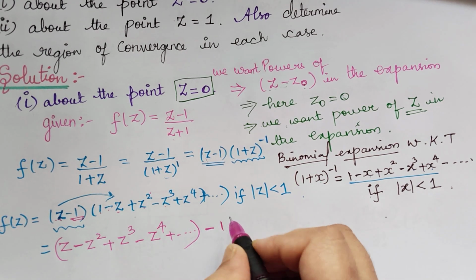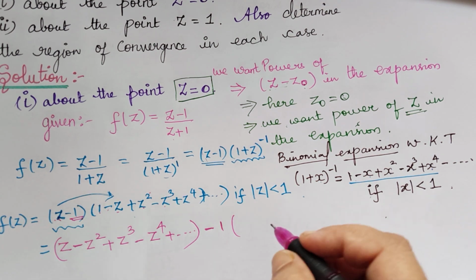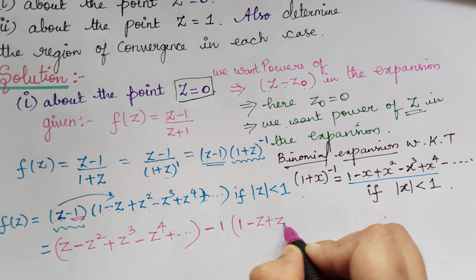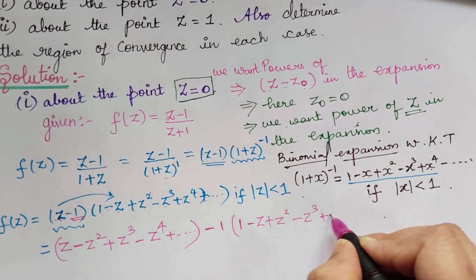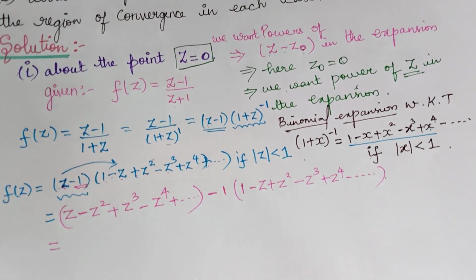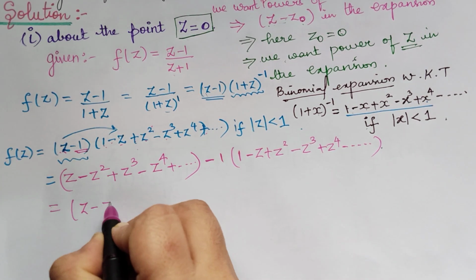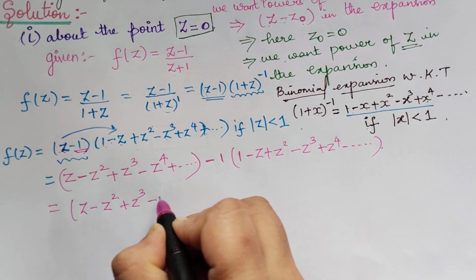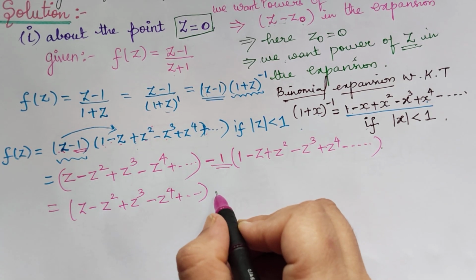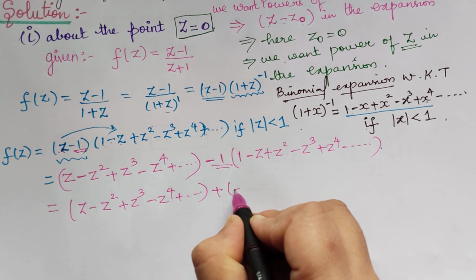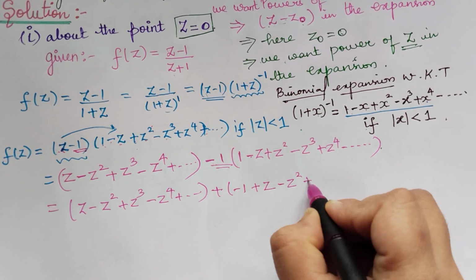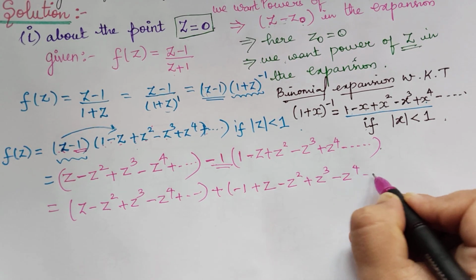So when minus 1 is multiplied with each of the terms, first we will write whatever is here, that is 1 minus z plus z square minus z cube plus z power 4 minus etc. Now that is equal to, further this will be z minus z square plus z cube minus z power 4 plus etc. Now this minus 1 when multiplied, you will be having the terms as minus 1, minus into minus is plus z, and then minus z square plus z cube minus z power 4 etc.